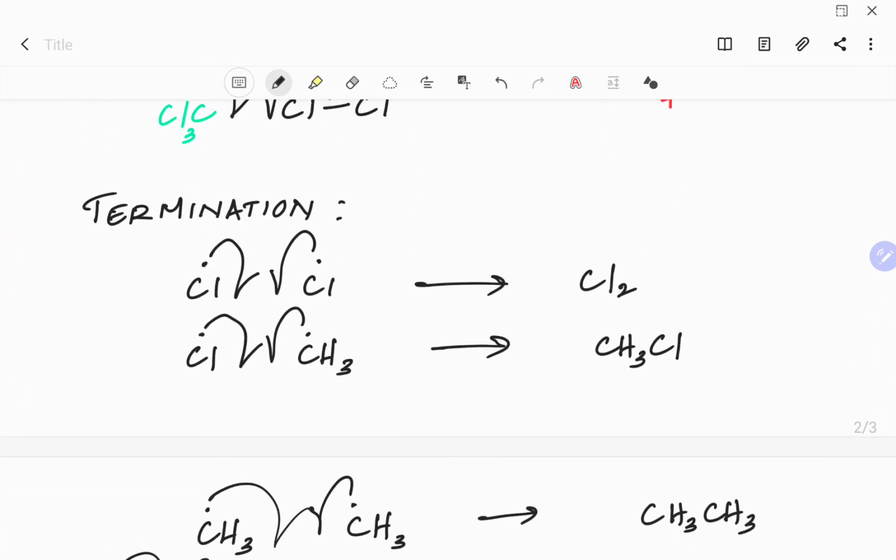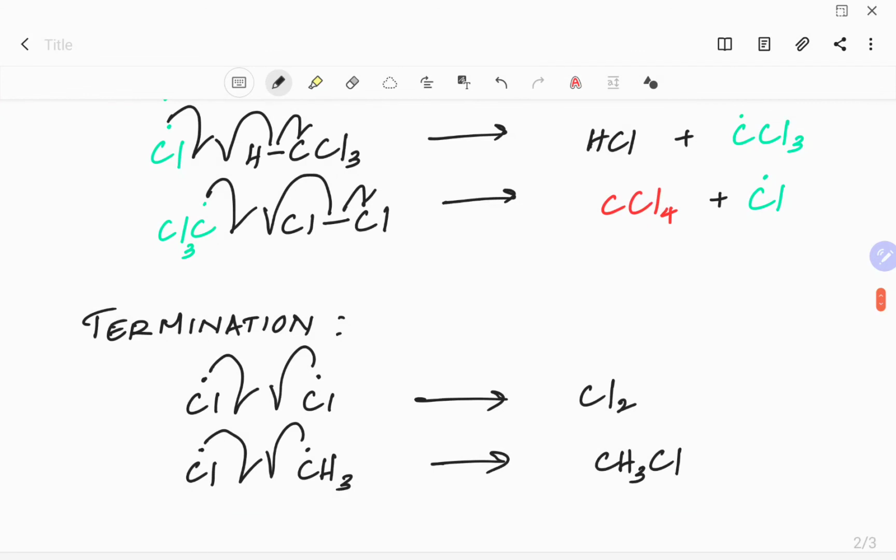Why? Because for termination you are going to need two radicals. There are more radical and molecule encounters as compared to two radicals meeting together. Therefore the propagation step is very vigorous as compared to termination.